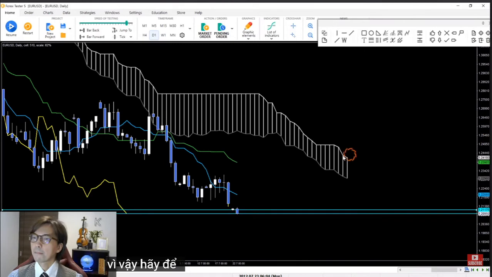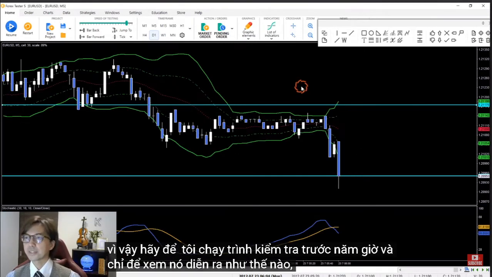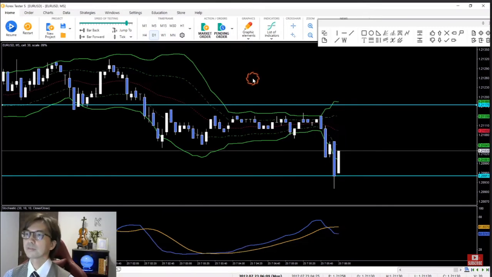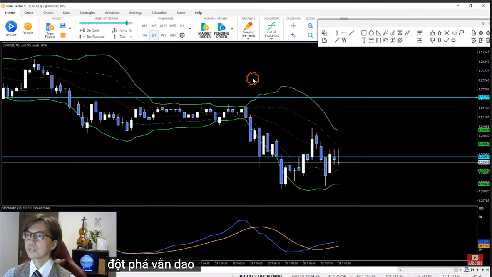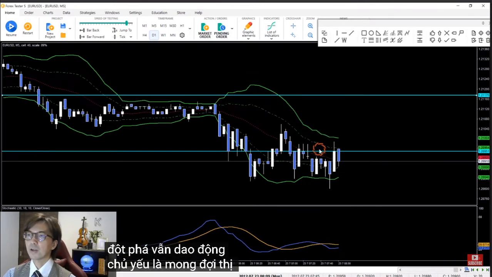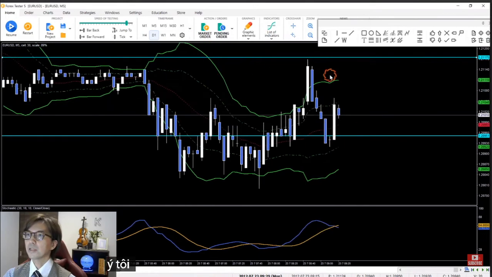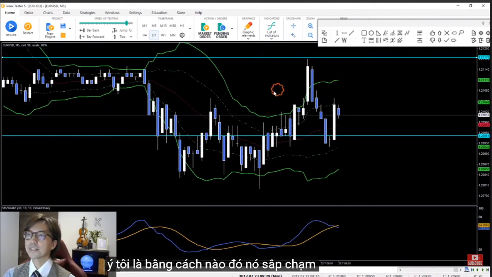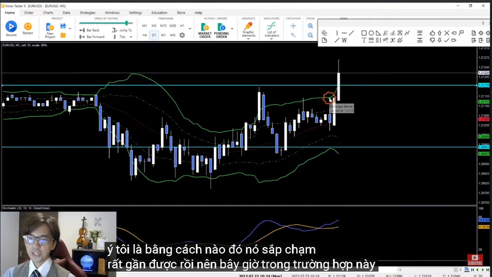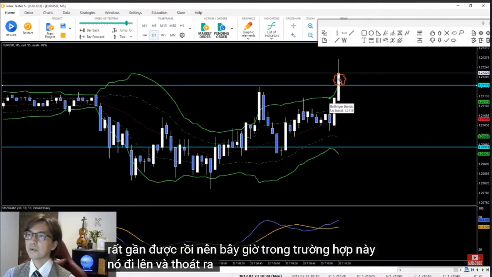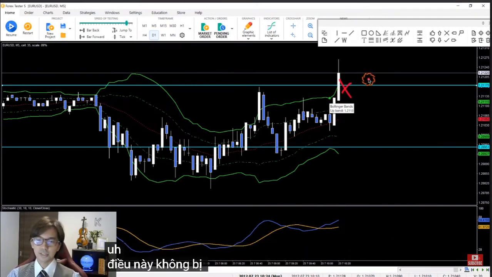So let me run the tester by 5 and just see how it goes. Okay, breakout. Still ranging, but still expecting the market breaks down. Somehow it was about to touch, very close. Okay, so now in this case, it went up and exited here. So in this case, this was a loss.